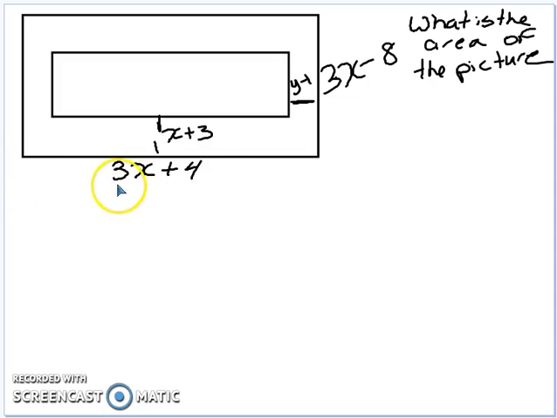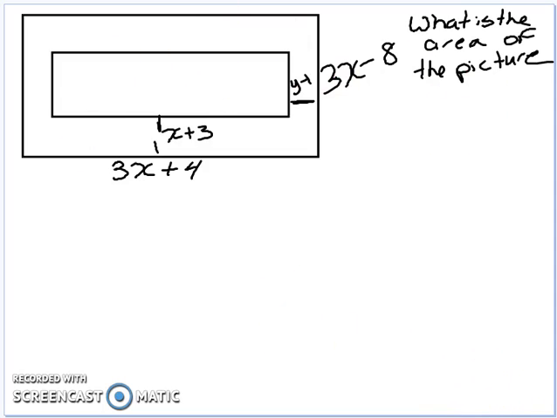You've got a frame. It's got a side that's 3x plus 4 and another that's 3x minus 8. And the width of the frame here is x plus 3, and here is y minus 1. And we're looking for the area of the picture. So go try it now, or listen up.